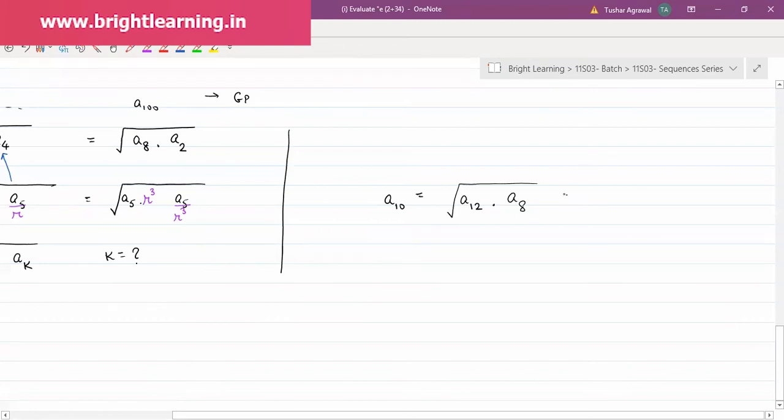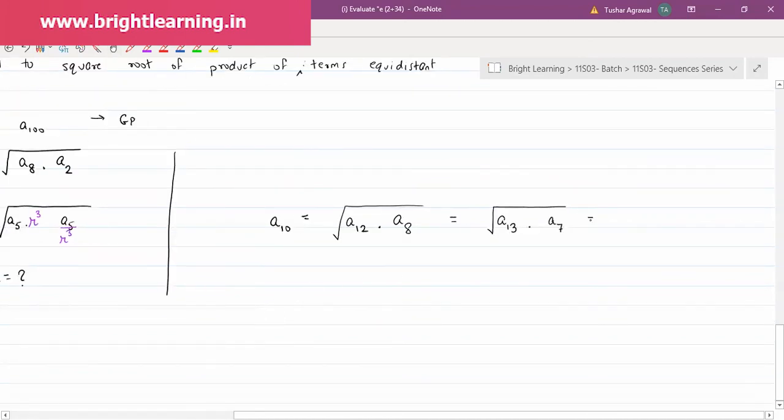Or why only 2 steps? Let's go 3 steps forward. If you go 3 steps forward to the 13th term, you also come 3 steps backwards. From this 10th term, if you come 3 steps backwards, you will come to the 7th term, their product under root. Or let us go 8 steps forward. From the 10th term, if I go 8 steps forward, I will reach A18. If I come 8 steps backwards, that will be A2, their product under root. These all equalities are one and the same.